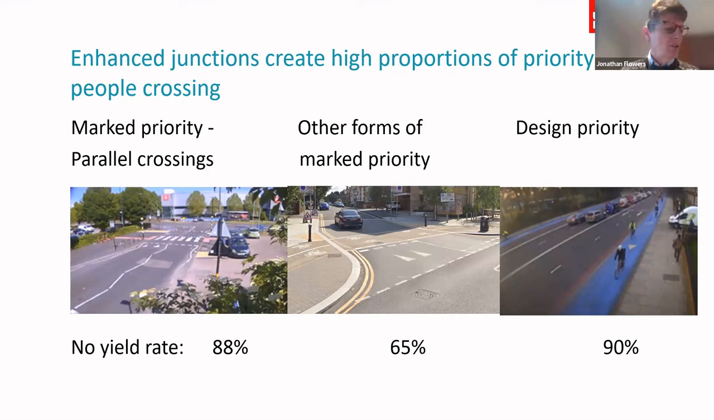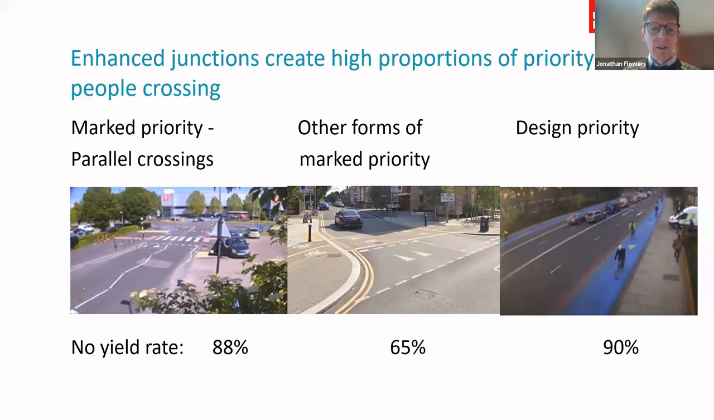But when we look at enhanced junctions, they virtually eliminate voluntary yields and create high proportions of priority for people crossing. So looking at the bottom left-hand corner there, the overall no yield rate is 88% at marked priority with the zebra. Bottom right, it's 90% at design priority crossings. And you can see in the middle there that the value of the zebra at marked priority junctions is demonstrated by a lower no yield rate of 65% when you come to marked priority without a zebra.